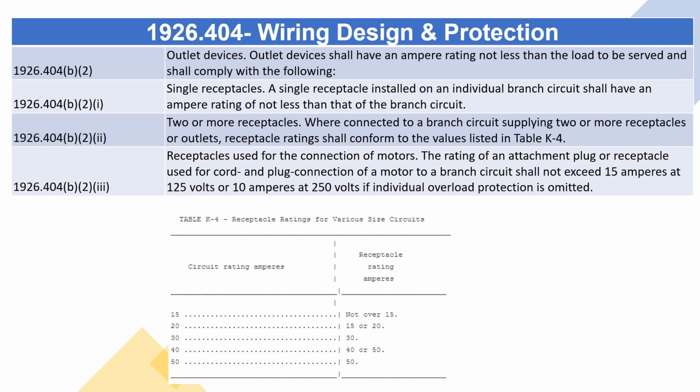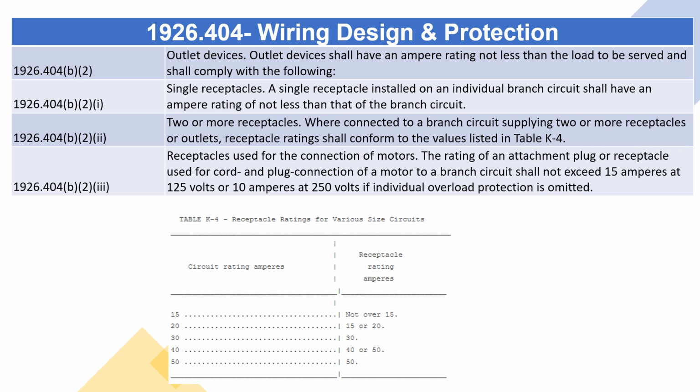1926.404(b)(2)(ii) Two or more receptacles. Where connected to a branch circuit supplying two or more receptacles or outlets, receptacle ratings shall conform to the values listed in Table K-4. Circuit rating 15 amperes: receptacle rating not over 15 amperes. Circuit rating 20 amperes: receptacle rating 15 or 20 amperes. Circuit rating 30 amperes: receptacle rating 30 amperes. Circuit rating 40 amperes: receptacle rating 40 or 50 amperes. Circuit rating 50 amperes: receptacle rating 50 amperes.